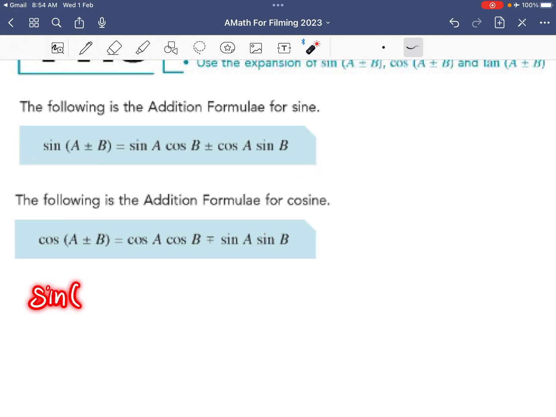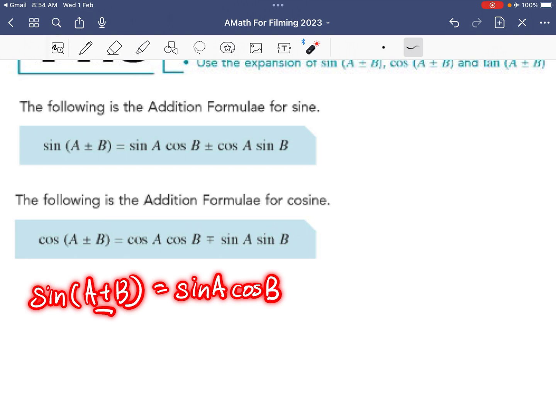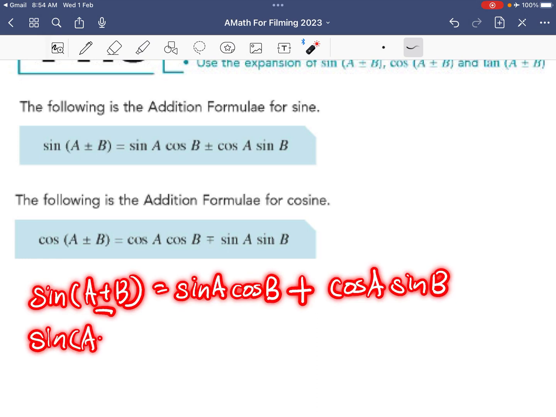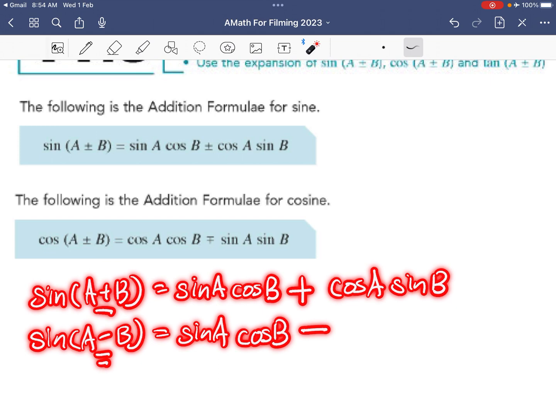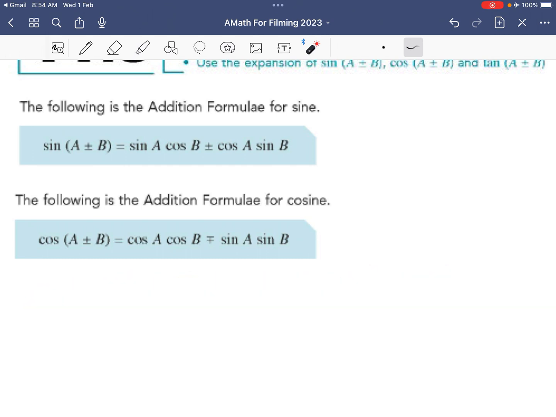For example, if you look at this formula here, sine of angle A plus angle B equals sine A cosine B, then here's a plus, here will also be a plus, cosine A and sine B. Similarly, sine A minus B is sine A multiplied by cosine B, minus cosine A and sine B. So be careful, it's sine, cosine, cosine, sine. Just follow the formula, you'll be fine.